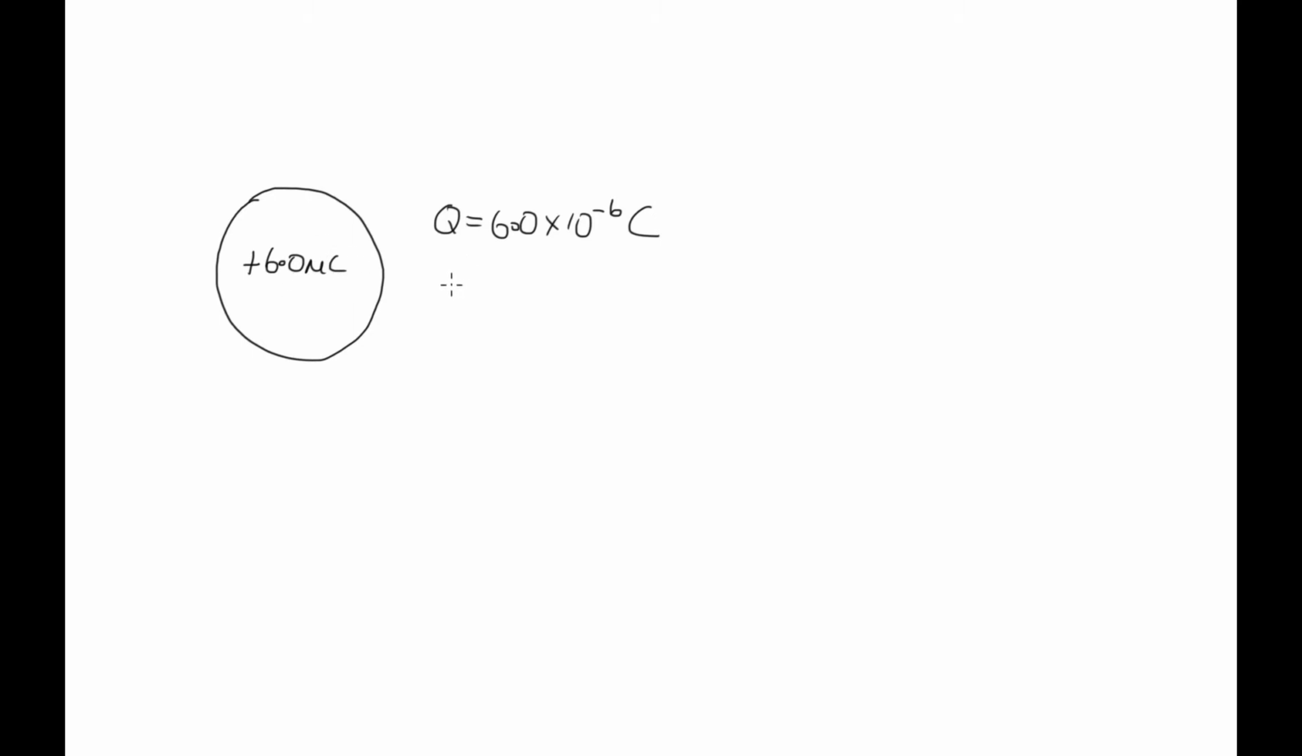So to work out the number of charges, what we're going to need to do is divide this total charge by the charge on an electron. Now in this case, because it's got a positive charge, that tells us that it must have lost some electrons, and so has more protons than electrons.